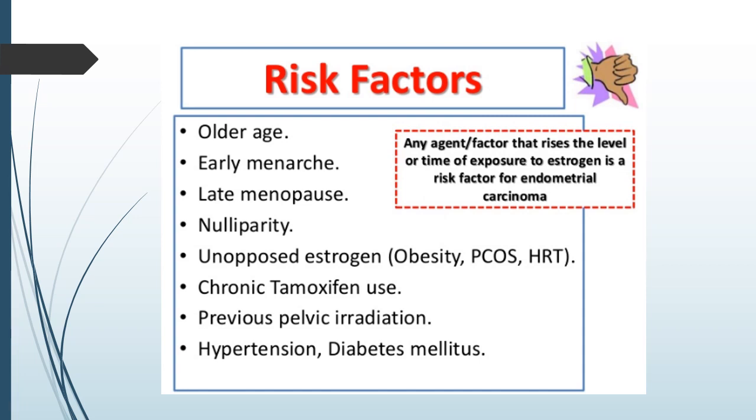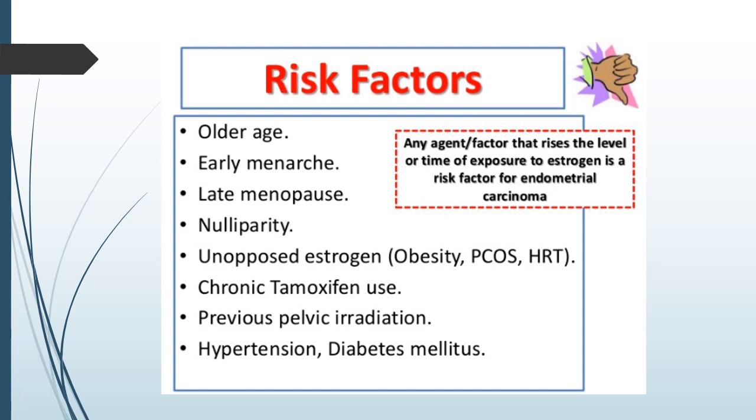Then chronic tamoxifen use. How does tamoxifen lead to endometrial carcinoma? Tamoxifen is a drug we use after treatment of breast cancer, after breast surgery. This is a partial estrogen antagonist and agonist. On the breast tissue, it is an estrogen antagonist. On the endometrium, the uterine endometrium, it is an agonist. So it leads to endometrial hyperplasia and then carcinoma.